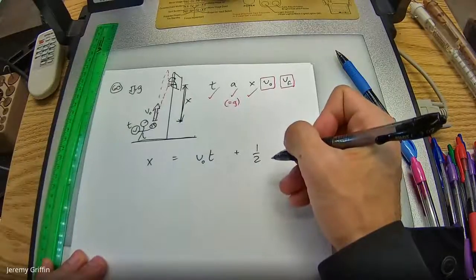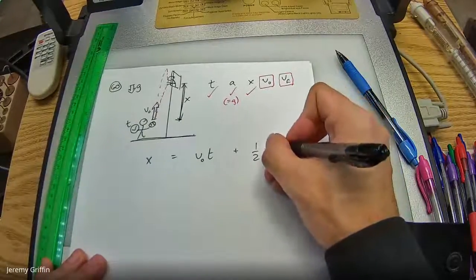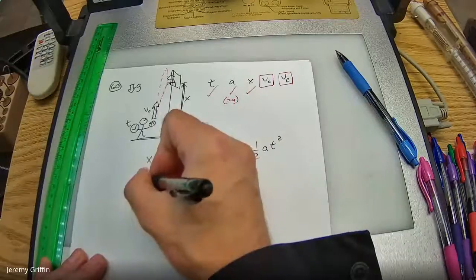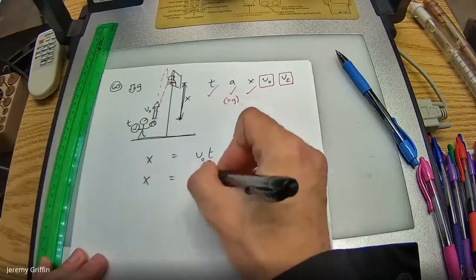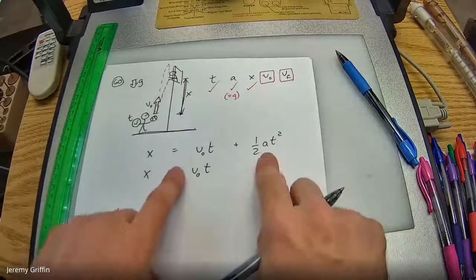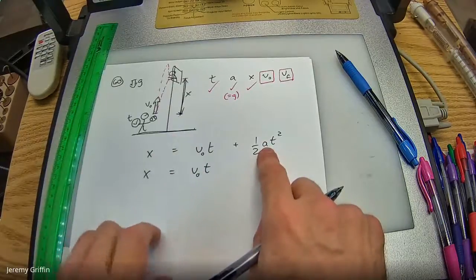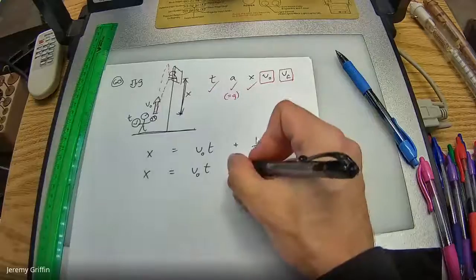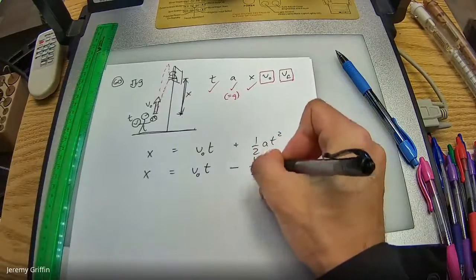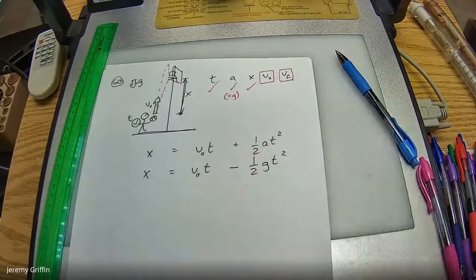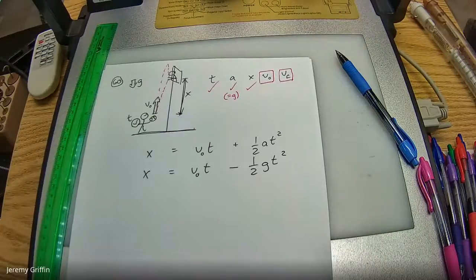I would change something. In general, it's half AT squared, but I want to modify this. I'm going to say X equals V naught T. He's throwing it up, the gravity's pulling down. So let's call it up positive and down negative, just to, why not? Would this be minus 1/2 GT squared? Is that okay?